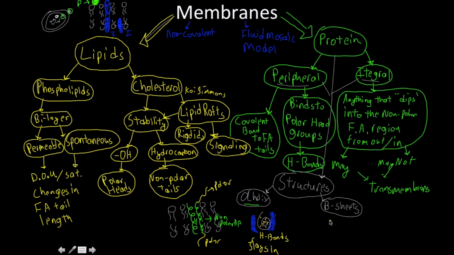Beta sheets are the exact same thing, but they don't really exist as flat sheets. They exist in the form of barrels. What I mean by that is, say you have a porin molecule, which is what bacteria use to transport water in and out. So this is a porin molecule. This inside here has to be polar in order to allow water to pass through it.